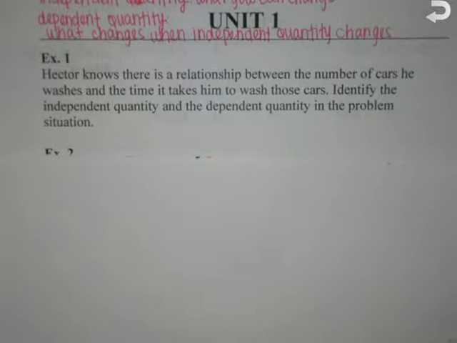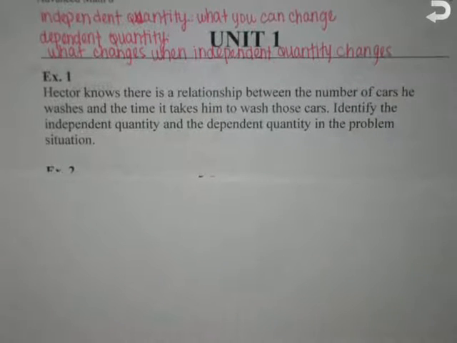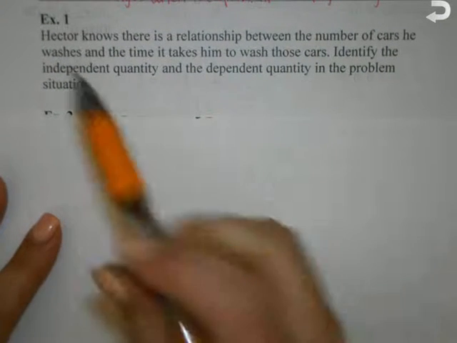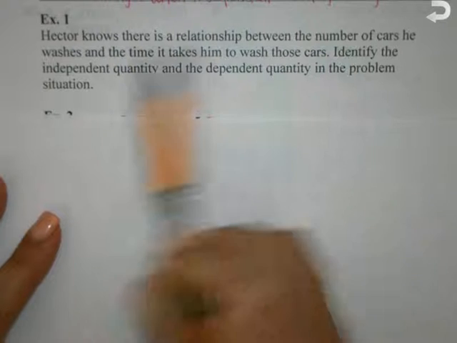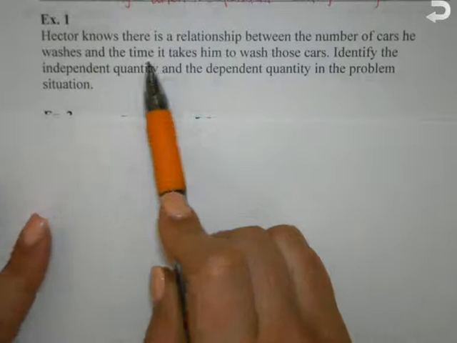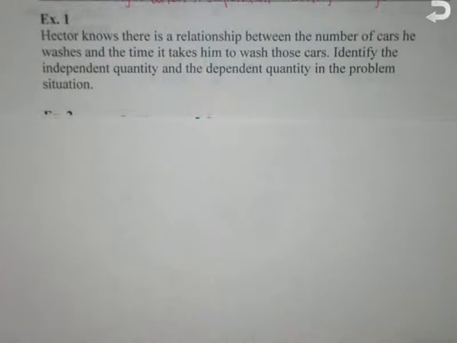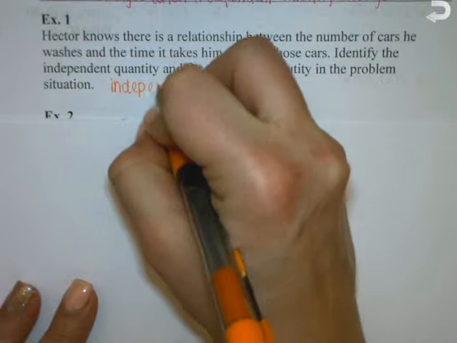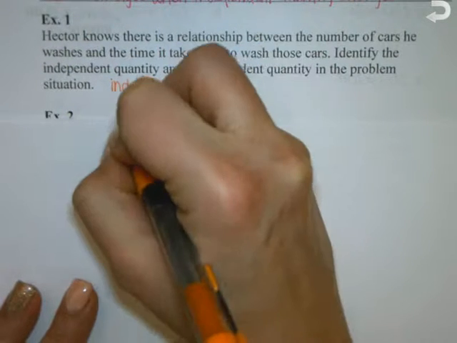Okay, so here's your first example. You don't have to write all of the words, just pay attention and write down what the independent and dependent quantities would be. So here is the problem. Hector knows there's a relationship between the number of cars he washes and the time it takes him to wash those cars. What is the independent quantity and what is the dependent quantity?